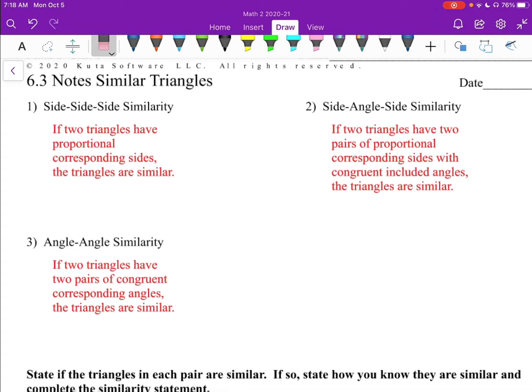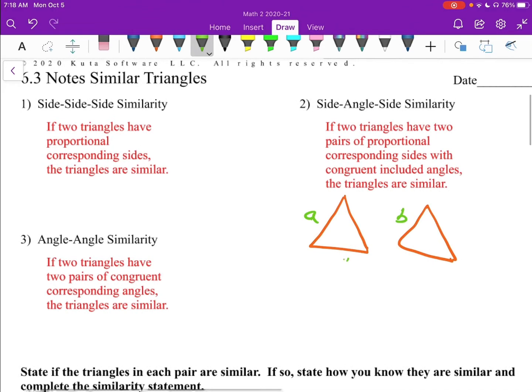All right, number 2. Again, this is a shortcut to our normal similarity rules. If two triangles have two pairs of proportional corresponding sides, with congruent included angles, the triangles are similar. And now what they're talking about here are two triangles where you know that, like, we'll say those are A, B, C, D. You know that A over B equals C over D, right? You know that you have a proportion there. And the angle between them is congruent. That's what that means.